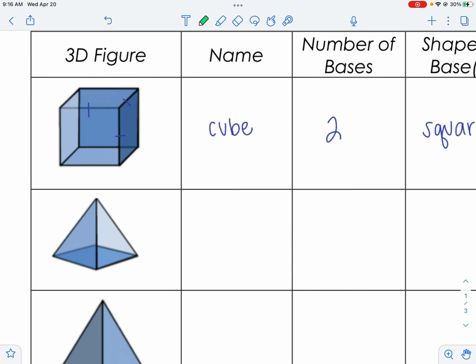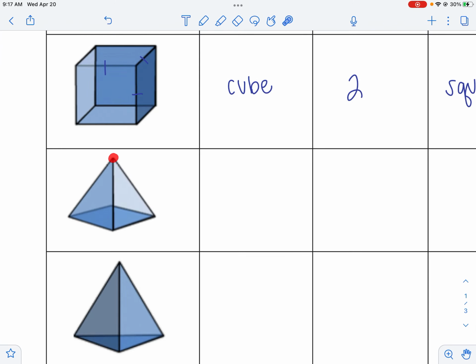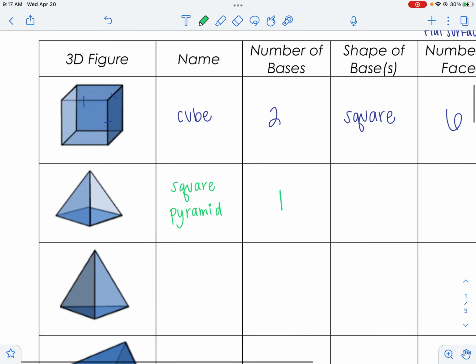Now, taking a look at the next one, this is not a prism. If it comes up to a point, that's a pyramid, but they're always named after their base, so we're going to call this a square pyramid. If I asked you how many bases does it have, well, a pyramid only has 1 base. And the shape of that base is a square. We always name our shapes after their bases. So I have 1 base, that's a square.